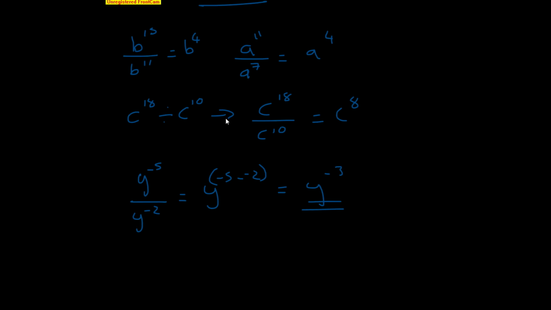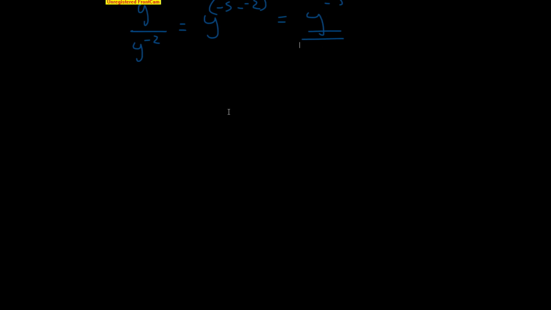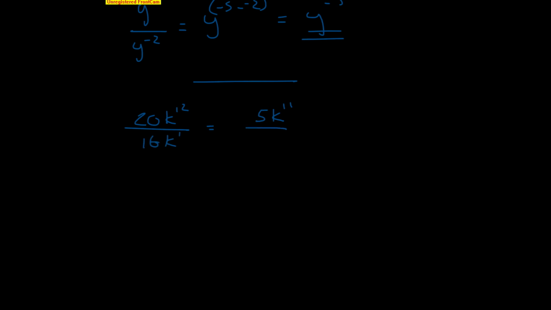Okay, good stuff. Now let's do, again, mixing this up with some integers. So say we had 20k^12 divided by 16k. Well, that is the same as saying k to the 1. So I know right away I'm going to have k^11 on top. And then 20 divided by 16. So what we need to do is simplify this as much as possible. So what's a factor of 20 and 16? I'd look at that and say 4 goes into them. So 20 divided by 4 will give you 5. 16 divided by 4 gives you 4. So that'd be 5 quarters k^11.